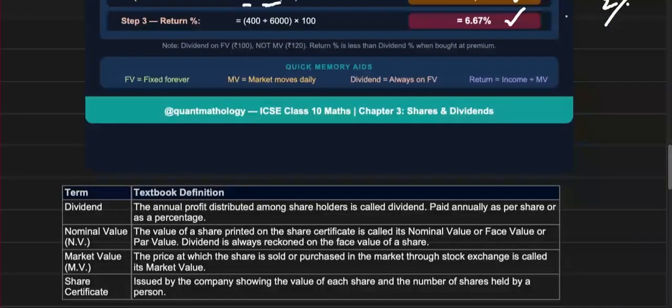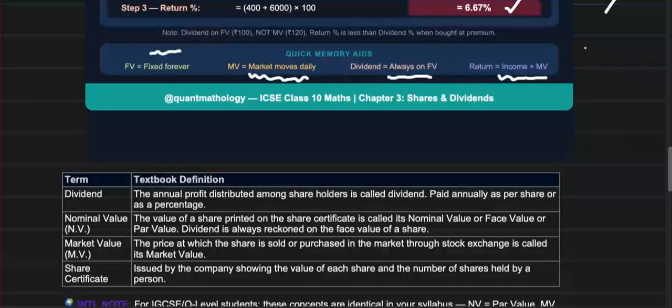So things you need to remember: face value is fixed always, market value moves daily, dividend is always on the face value, and return is income divided by market value multiplied by 100. So these are the important things to remember.